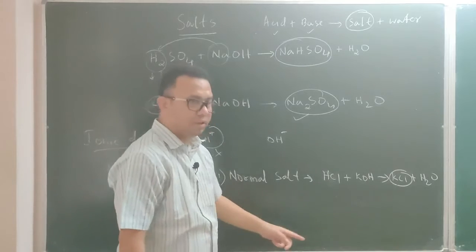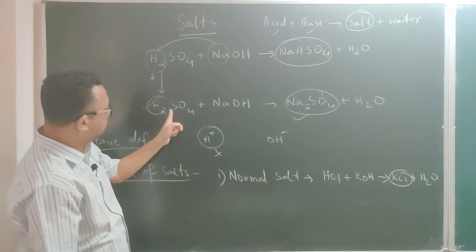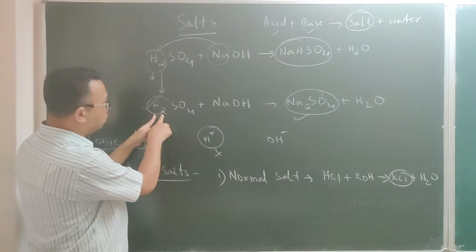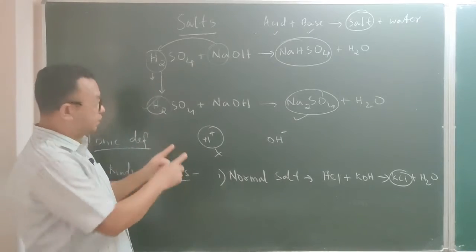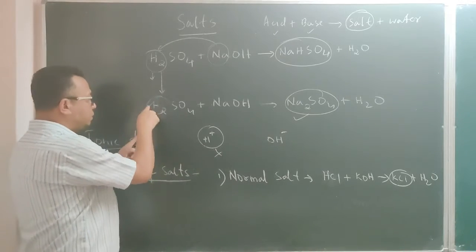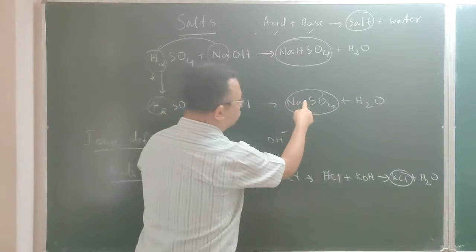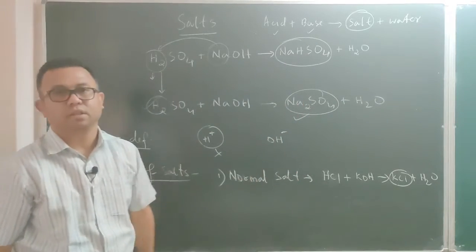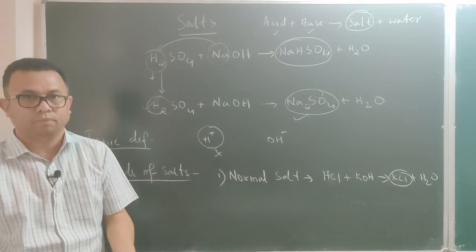Now let me show you the same reaction. But if 2 hydrogens were there, or 3 hydrogens, like in the case of phosphoric acid, which has 3 hydrogens, when all hydrogens are replaced by the metal, then there is no trace of hydrogen. Then we can say such salts are normal salts.